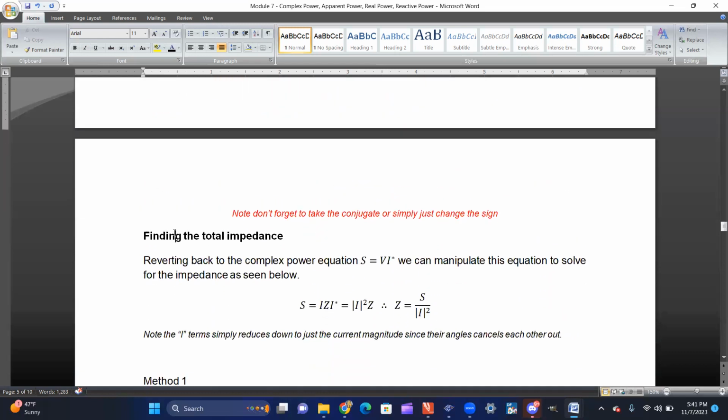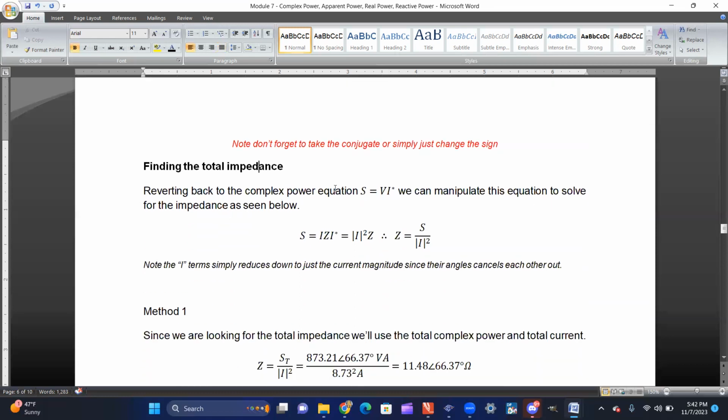All right, so let's find the total impedance. Here's a note: don't forget to take that conjugate. So, find the total impedance. Reverting back to the complex power equation again. This is why I love this equation, because you can solve a lot from the complex power. We can manipulate it to solve for the impedance, and this is how we do it. We know V is equal to I times Z, so we can replace V with that right there.